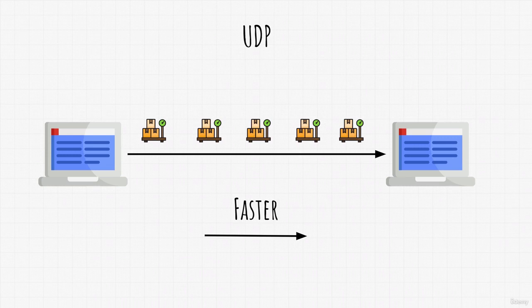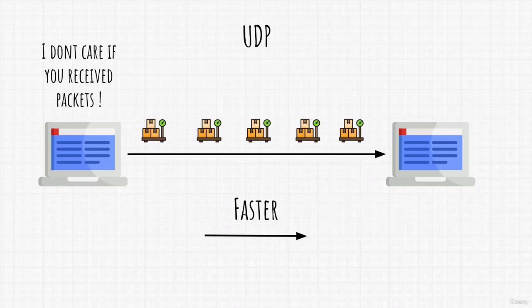UDP doesn't really care whether packets reach their destination, and it will not resend a packet if it didn't reach the other party. It will just continue sending other packets. You cannot ask for those missing packets again with UDP.